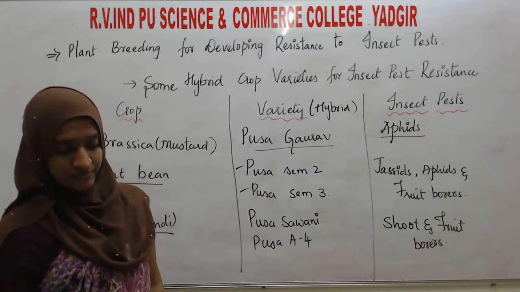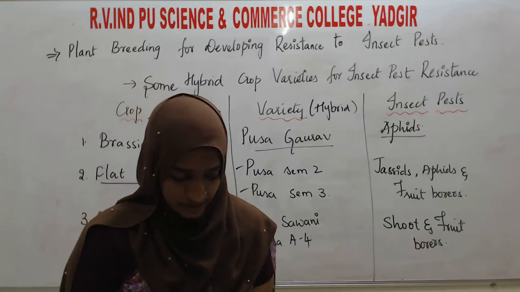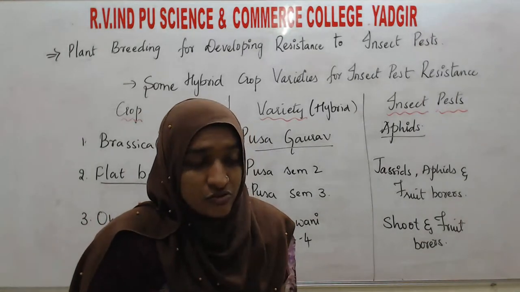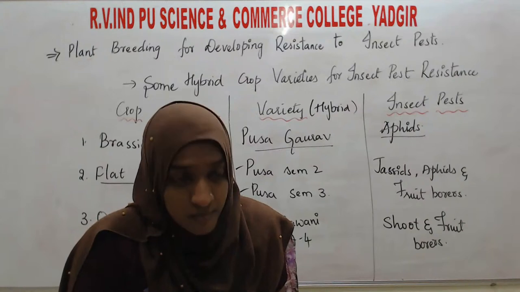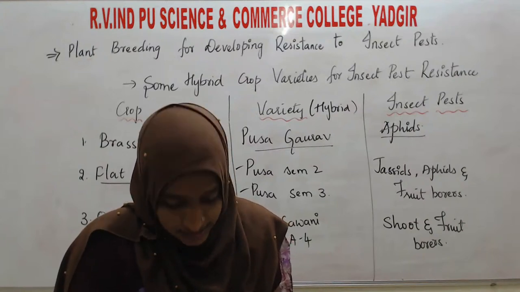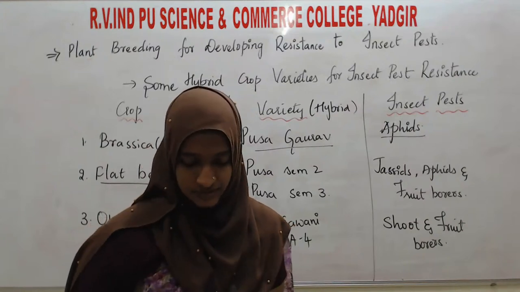Okay, next. This was about plant breeding for developing resistance to insect pests. Next, we will see the next topic, plant breeding for improved food quality. Let's see.